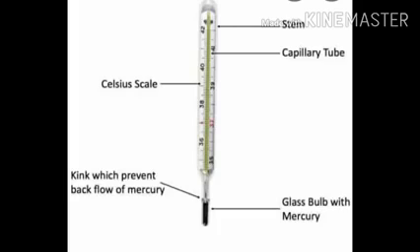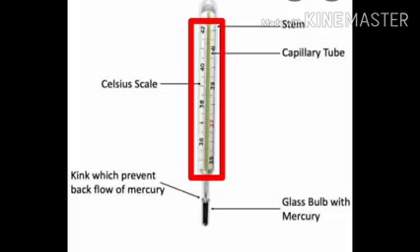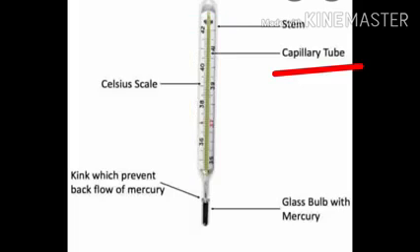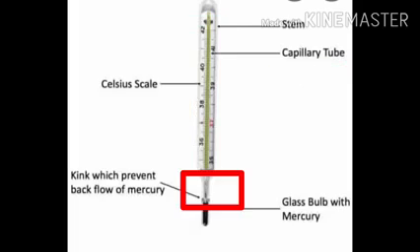We have to understand the structure of the clinical thermometer. A clinical thermometer consists of a long and narrow uniform glass tube. It has a bulb at one end. The bulb contains mercury. Outside the bulb, a small shiny thread of mercury can be seen. It has a capillary tube that has a kink or bend.